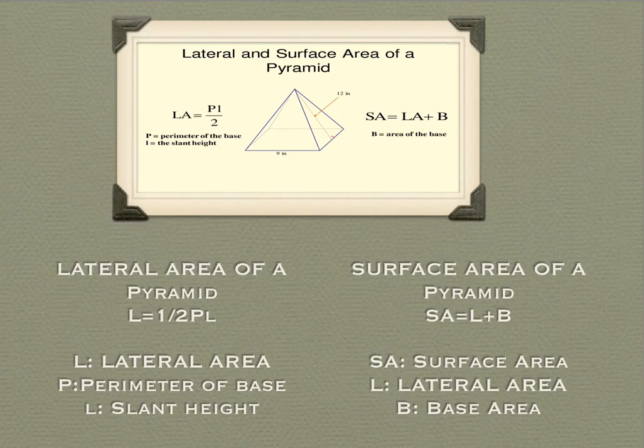To find the lateral area of a pyramid, it is 1/2 of the perimeter of the base times the slant height. And then to find the surface area of the pyramid, you're going to add your lateral area and then find the base area.